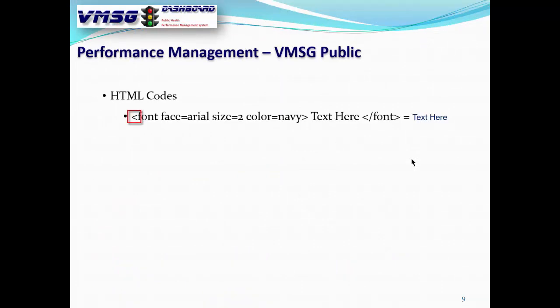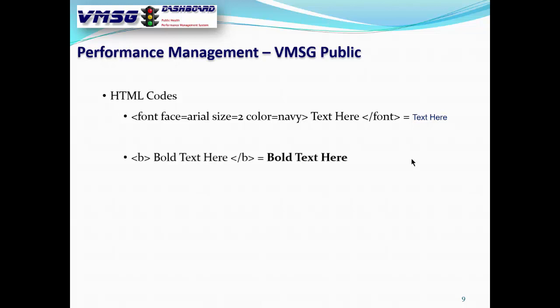Each code starts with a less than sign and ends with a greater than sign. These are called tags. Typically, there's a close tag as well, and the close tag has a less than sign, a slash, and then a greater than sign. As an example, what we're doing here is setting the font to Arial, size 2, which is an HTML standard size, and the color is navy. Then I put the text here, and then I close that. What you end up with is text here in a blue Arial font. So that's an example of how you can use HTML in that description to make it look different.